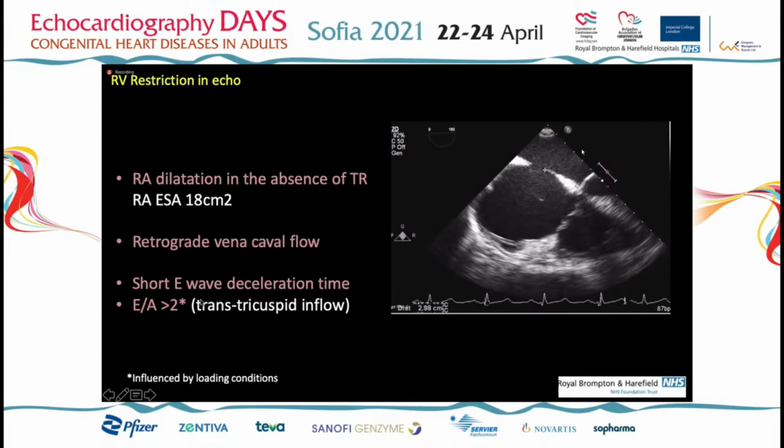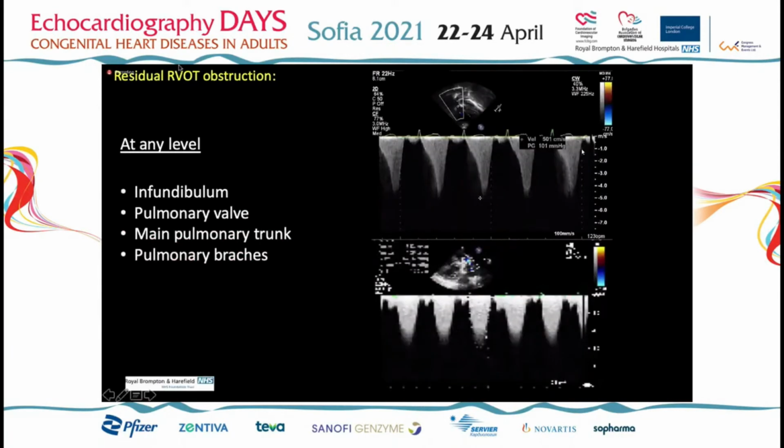And it has been suggested that restrictive physiology in the right ventricle could be assessed by transtricuspid inflow Doppler, which would reflect a short deceleration time of the E wave and also an E/A ratio of more than 2. But we know that the transtricuspid inflow Doppler is influenced by volume conditions as well, so it might not always be reliable. But if we take all these parameters into account, we could very easily see if our patient is restrictive or not.